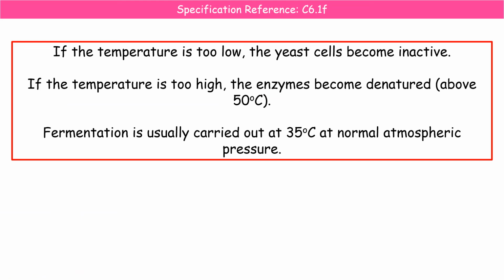When we consider the conditions for our fermentation then, we need to be mindful that if the temperature is too low, then our yeast cells are going to become inactive. If, however, the temperature is too high, we will denature the enzymes. So we need to strike that happy medium between those two. And therefore, fermentation is usually carried out at 35 degrees Celsius and normal atmospheric pressure. Altering the pressure is going to do nothing of benefit in this situation.